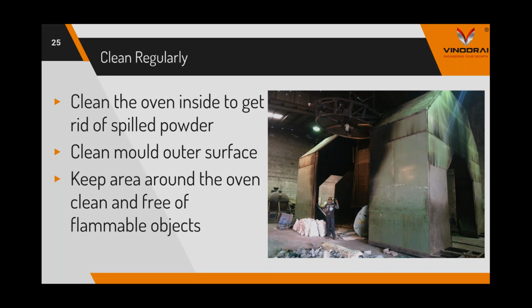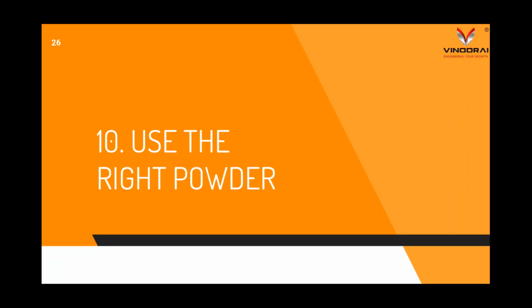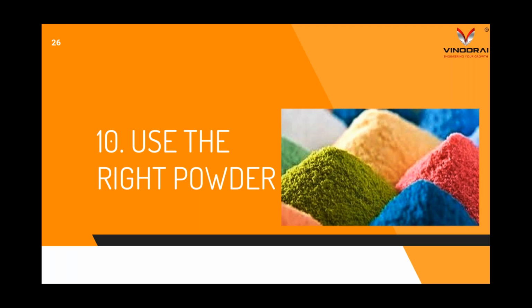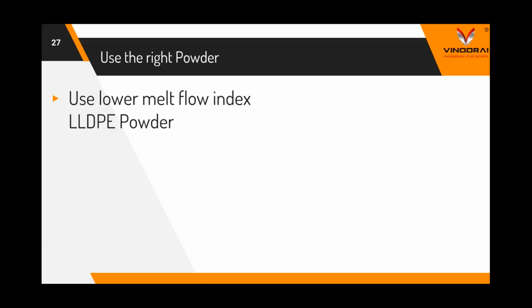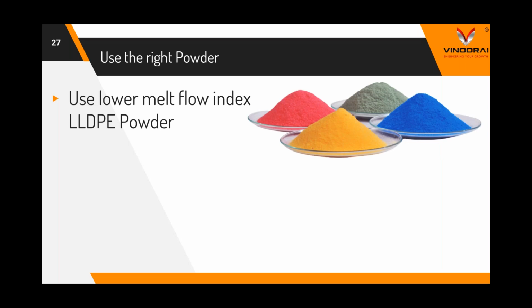Last but not the least, you need to use the right powder. Using a powder with a lower melt flow index would result in the powder melting faster, and using a lesser amount of fuel to form the first layer, second layer, and the third layer for you, thus reducing your cycle time and also reducing the amount of fuel that you are consuming.